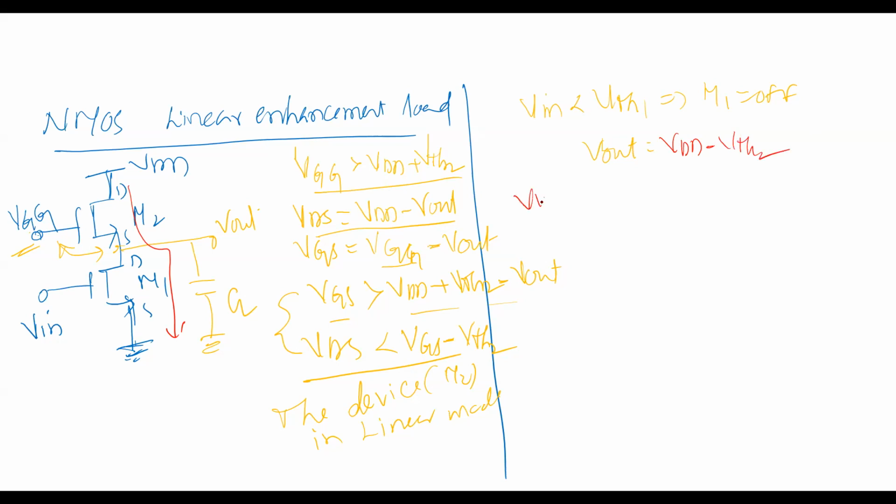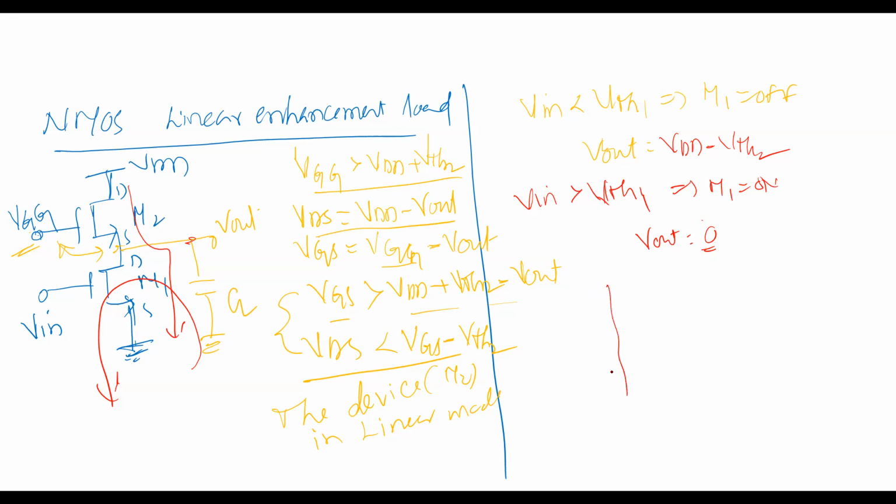Whenever your input voltage is greater than the threshold VTH1 of the first device, then M1 is on. Current flows through the M1 transistor, so the output voltage decreases. M1 is on, and V out again does not reach 0; you will get some voltage. Here also you get the same problem.